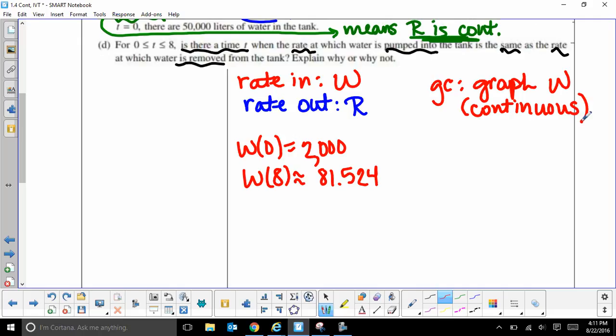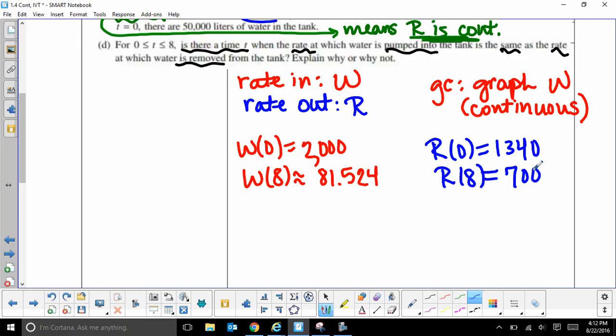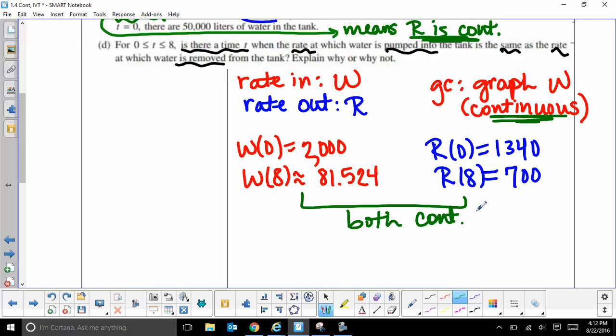Okay. All right, then let's find our information for R. Well, that's just from the table. Read the table. R at 0 is 1340. Look up at the table. And R of 8 is 700. Okay. We know that they are both continuous. We knew that W was continuous, and we knew by them telling us R is differentiable that R was continuous. So both are continuous functions.